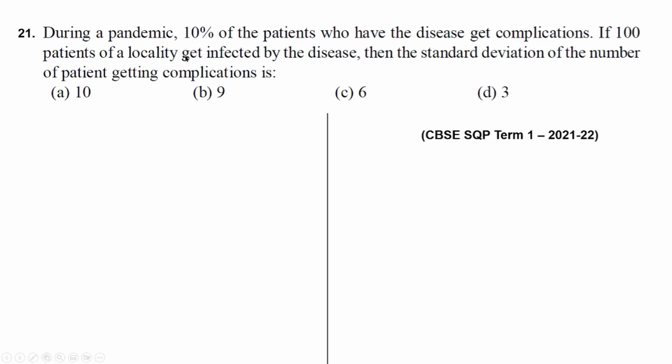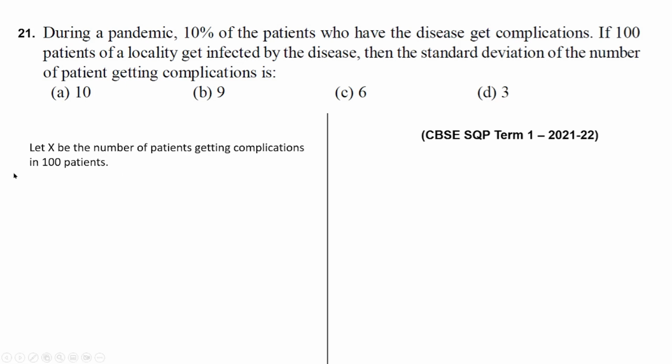Next question. During a pandemic, 10% of the patients who have the disease get complications. If 100 patients of a locality get infected by the disease, then the standard deviation of the number of patients getting complications is. So here it is given 10% of the patients who have the disease will get complications. There are 100 patients in a locality who got infected. We have to find the standard deviation of the number of patients getting complications.